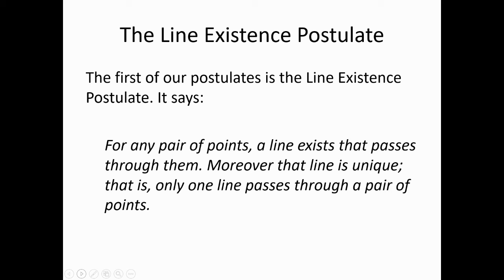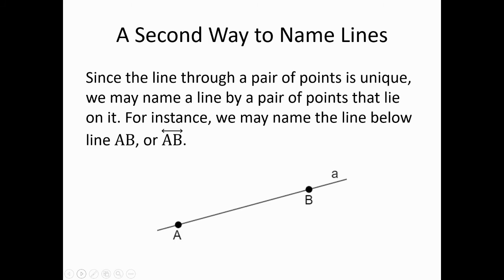And moreover, for any pair of points, the line that passes through them is unique. It's the only one. Okay, so another way to put this is that for any given pair of points, one and only one line passes through them. Now, the reason that I introduced this postulate at this early time in the class is because it gives rise to a second way to name lines, which is actually the more common way to name lines.